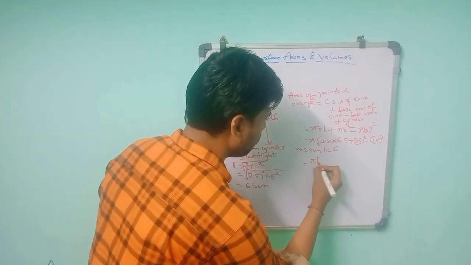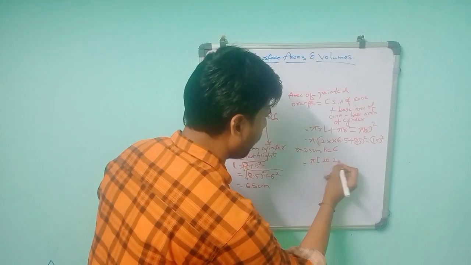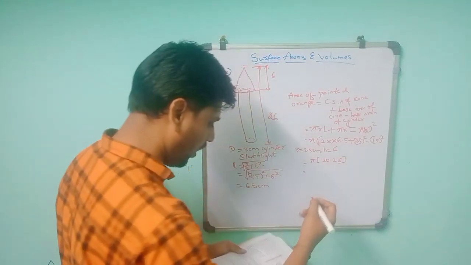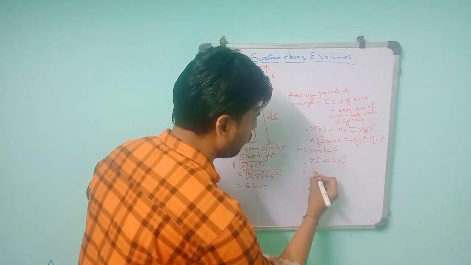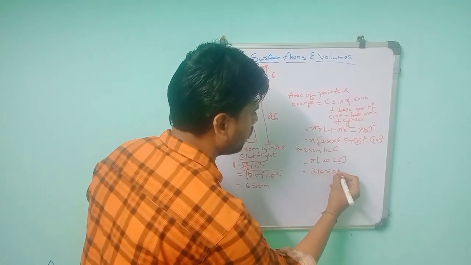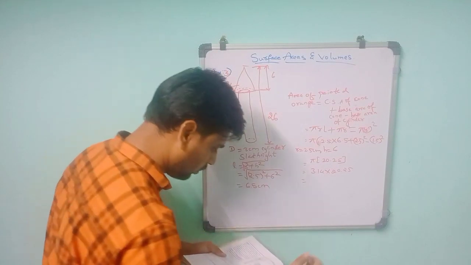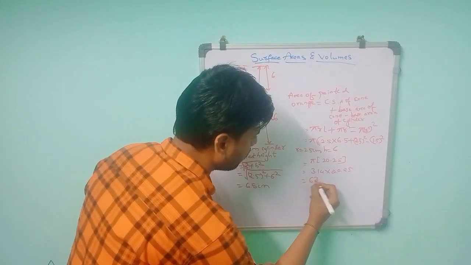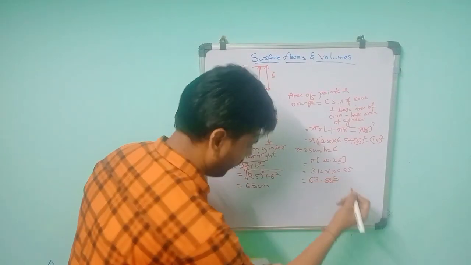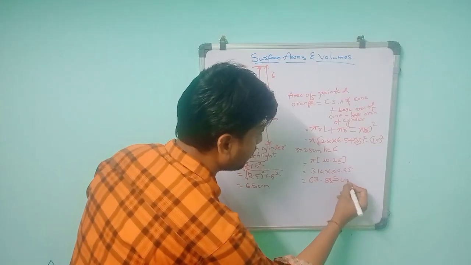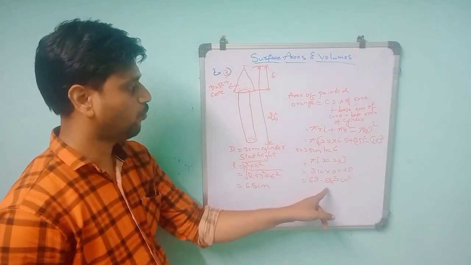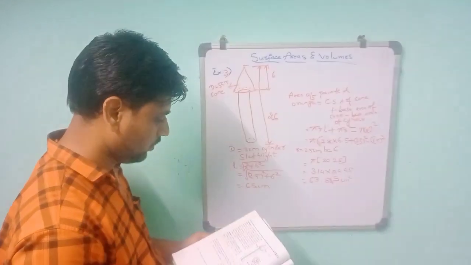pi into 20.25. So pi value they given as 3.14. So if you take 3.14 into 20.25, you will get the answer as 63.585 centimeter square. So you got the 63.585 centimeter square.